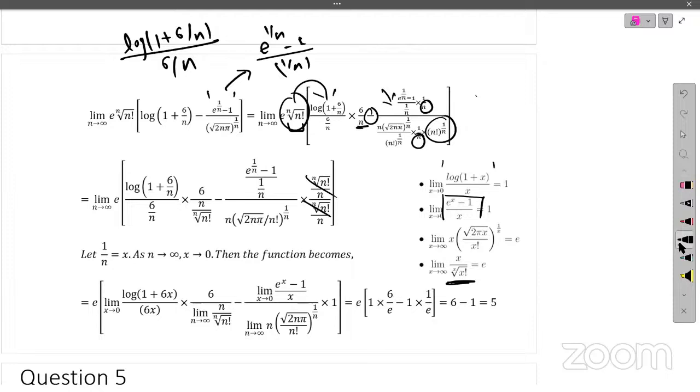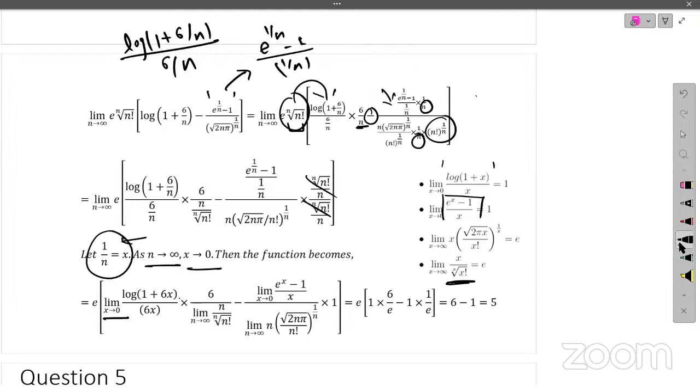Now what we have to do is observe that if we take x equals 1 by n, then as n goes to infinity, x goes to 0. So we just have to make these changes. Wherever we see 1 by n, we replace it by x. So this limit n goes to infinity will become x goes to 0. Log of 1 plus 6 by n will become log of 1 plus 6x, and 6 by n will become 6 times x, because here we are assuming 1 by n equals x.